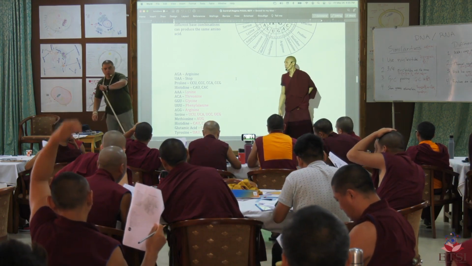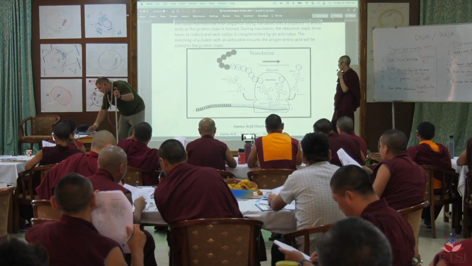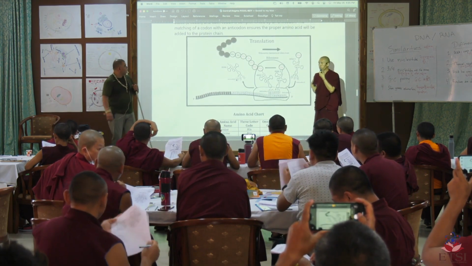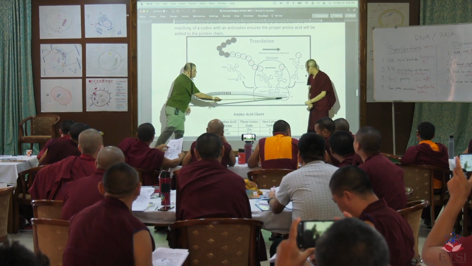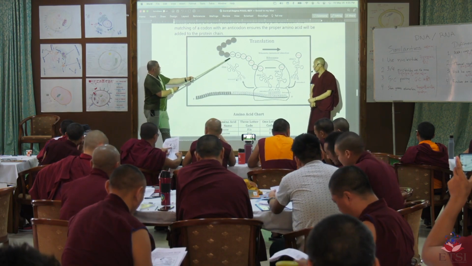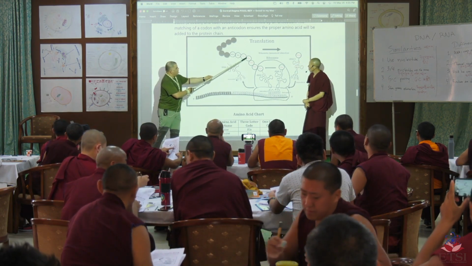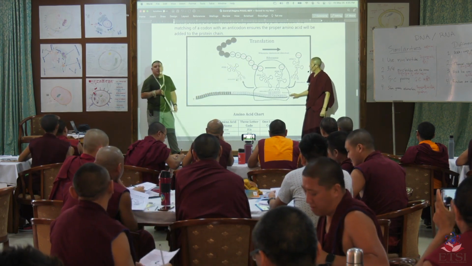Good? Excellent. Perfect timing. Okay. And now we get into translation. Right? So you essentially have your sequence here, and you use a chart to figure out which amino acid matches which part of the segment of your messenger RNA.